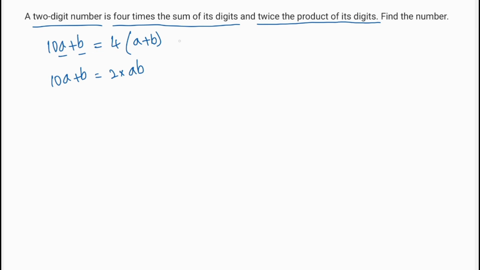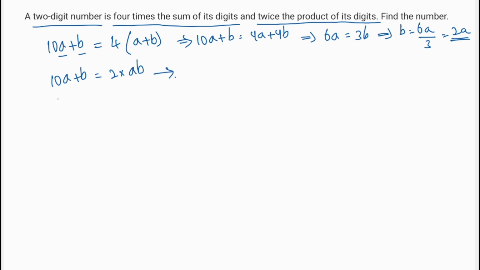Okay, now we will solve the first equation. It is 10A plus B is equal to 4A plus 4B. Here I'll get 10A minus 4A is 6A is equal to 4B minus B is 3B. Now you will get B is equal to 6A by 3, it is 2A. Okay, now we got B is equal to 2A and we'll substitute in this equation. Okay, we will get here 10A plus B, what is it? 2A is equal to 2A into 2A.